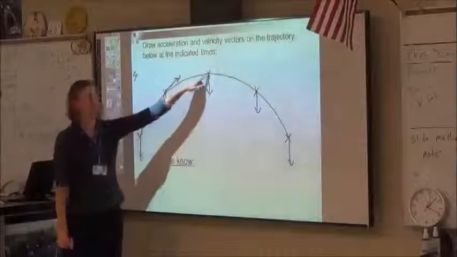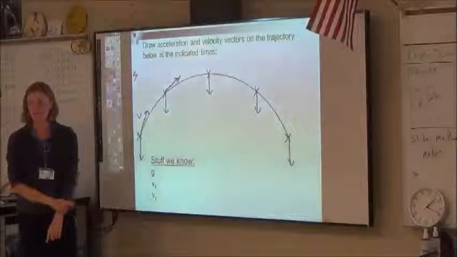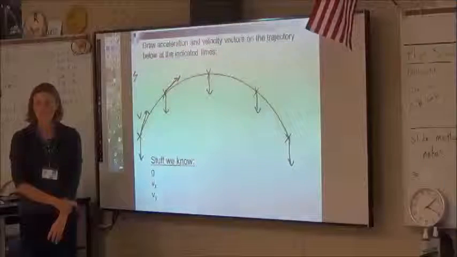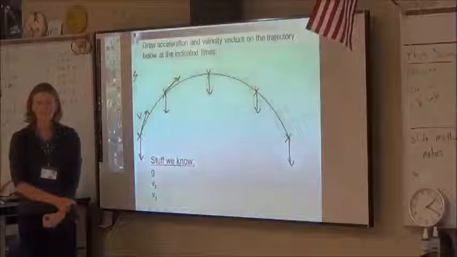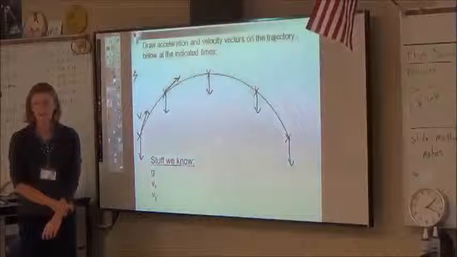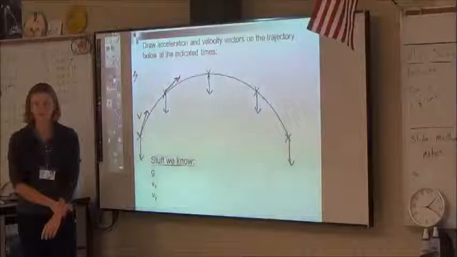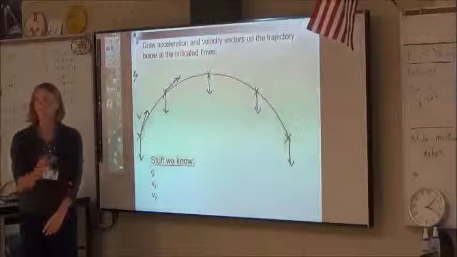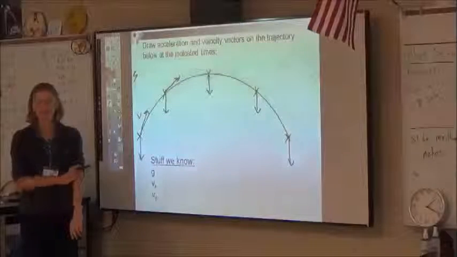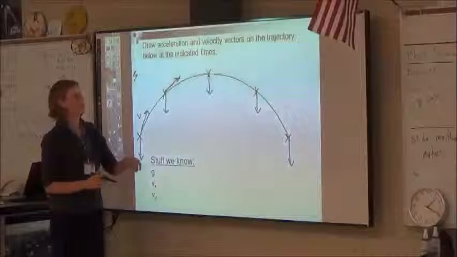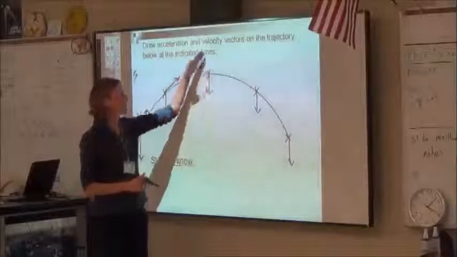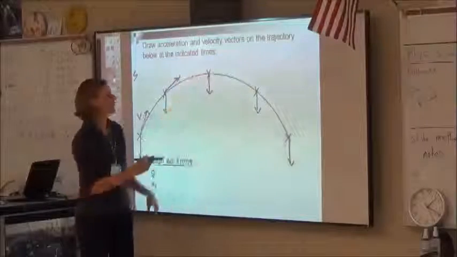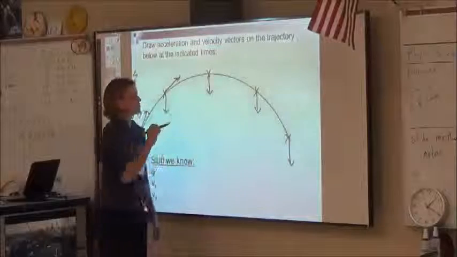How about right at the peak? Is there no velocity right at the peak? More specific, there's no what velocity at the peak? Okay, you say no positive velocity, just be a little more specific. There's no upward velocity, there's no more vertical velocity. Does that mean the ball is totally stopped?